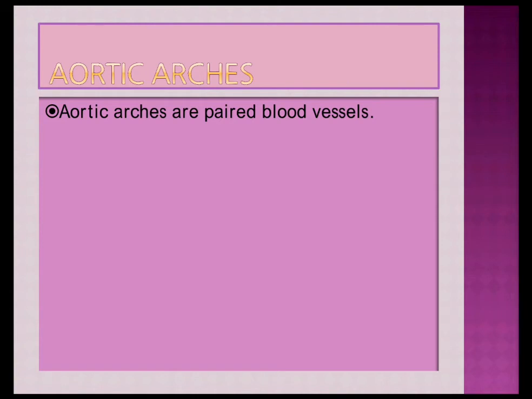Now, the aortic arches are paired blood vessels. This is the first important thing that you should know: they are the blood vessels which come out of the heart, and they take the blood to some particular distant places for which they are designated. So this is the first thing, what are aortic arches? They are the paired blood vessels that arise from the heart.